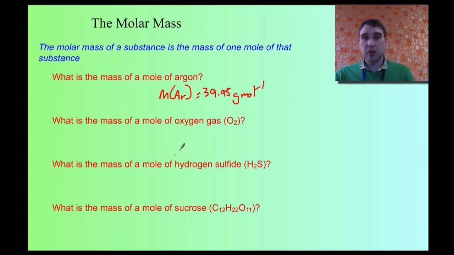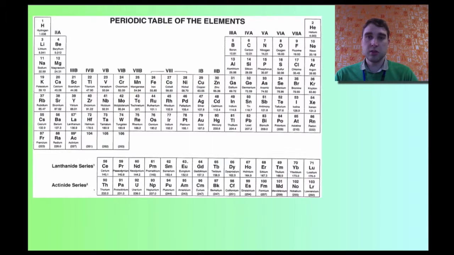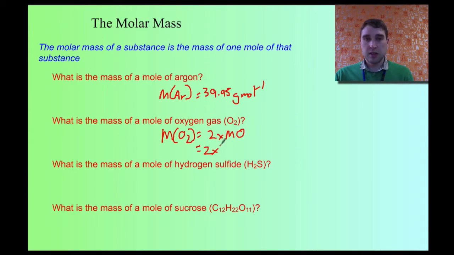What's the mass of a mole of oxygen gas? So the molar mass of oxygen gas is going to be equal to 2 times the molar mass of oxygen. So 2 times capital M for molar mass of oxygen. So 2 times, now I'll go to my periodic table and find the molar mass of oxygen. If we look at 16, it's equal to 2 times 16, which is going to be 32 grams per mole. Next one says, what is the mass of a mole of hydrogen sulfide?